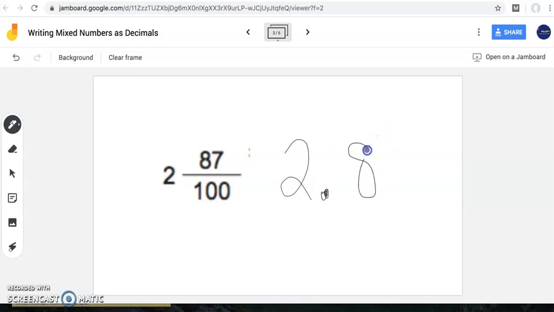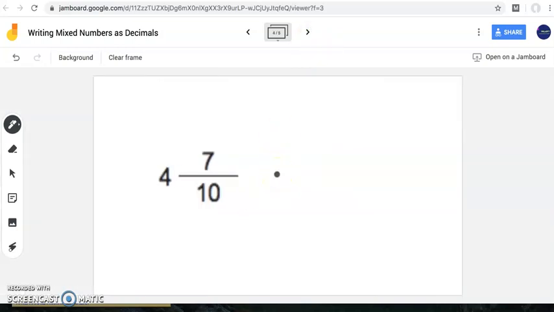So now here, I'm just going to represent 87/100. And again, hearing hundredths means you're going to have two digits after your decimal point. So 2 and 87/100 is the same as 2.87. Every mixed number can also be represented as a decimal as well. And in 4th grade, you learn how to do that when your denominators are 10 or 100.